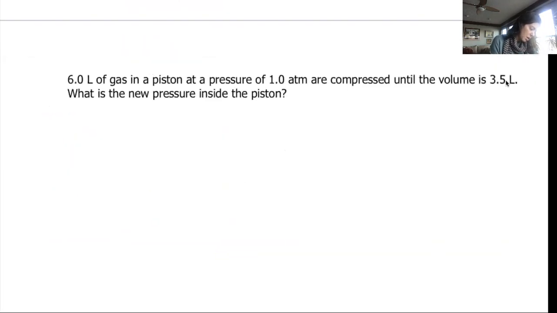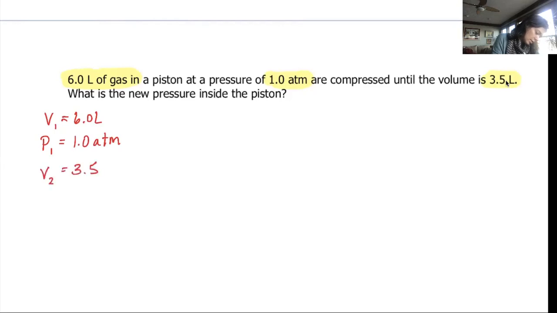Here's a couple practice problems. 6.0 liters of a gas. Well, liters is a volume, so let's call that volume 1. Is at a pressure of 1.0 atmospheres. So this volume has a pressure that is 1.0 atm. It is compressed until the new volume is 3.5. That's a new volume. We'll make it V2. And it is still in liters. The question is, what is the new pressure?